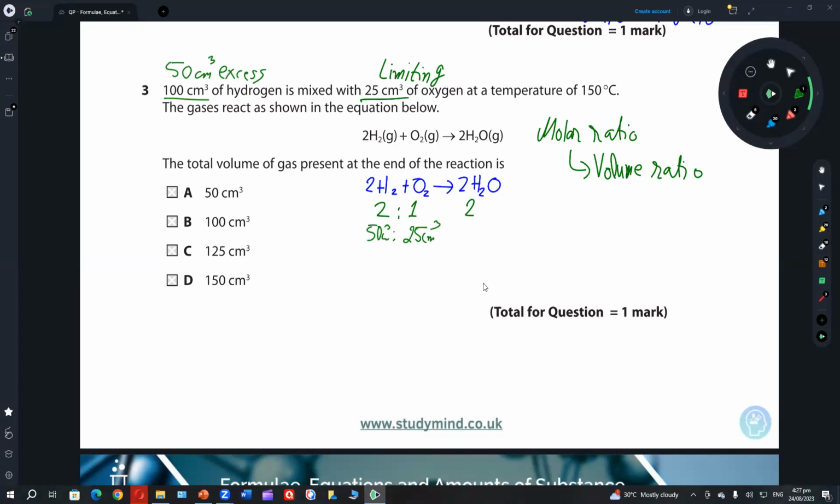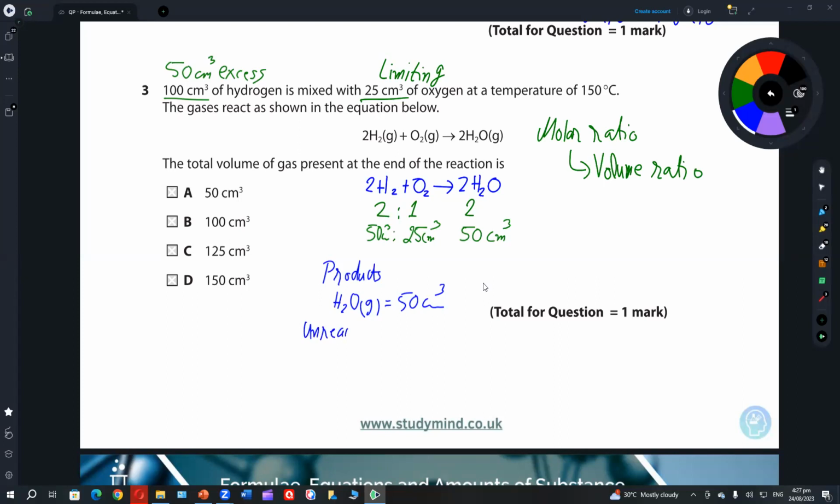Now come to the water side. Water is also in gas state. Ratio 2:1:2. How much water will be produced from this reaction in cm cube? 75? No. Look, the ratio. Chemistry works on ratio, so 50 cm cube. Chemistry doesn't work in maths or in mass. So water in gas form is 50 cm cube, and unreacted hydrogen present is 50 cm cube.